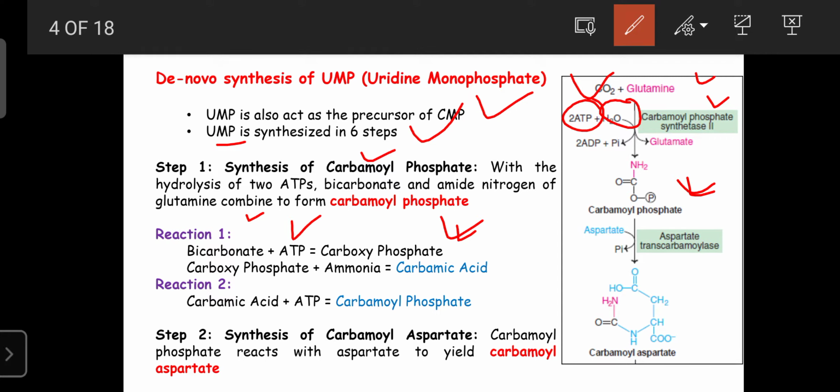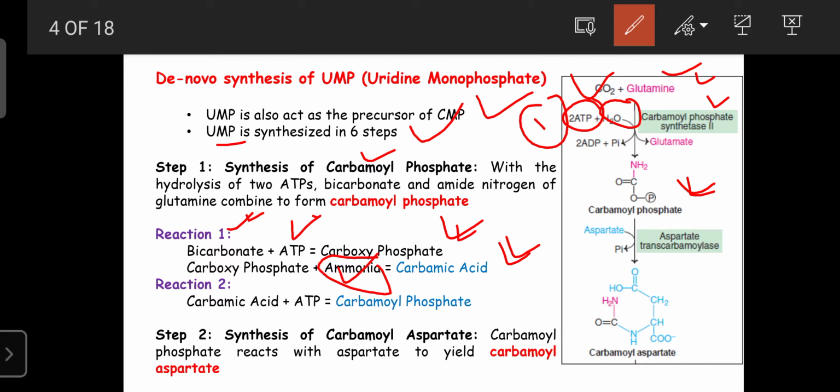And this carboxyphosphate can react with ammonia, and the source of ammonia is glutamine. Glutamine is an amino acid, so it can provide the ammonia by the deamination process. That ammonia reacts with the carboxyphosphate, then forms the carboxylic acid. So in this first reaction, the formation of the carboxylic acid involved bicarbonate, ATP and as well as the ammonia.